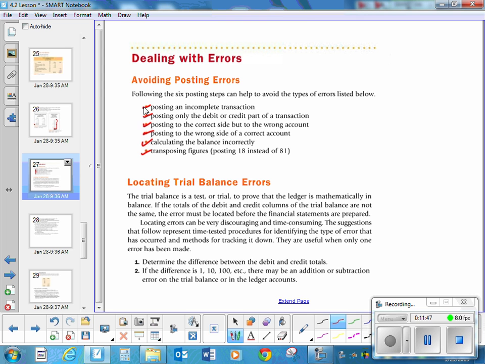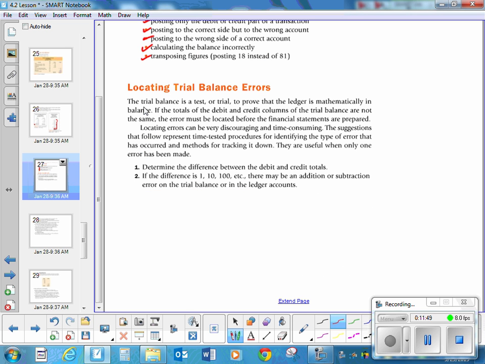Okay, 2 little tricks of the trade here. If you've made a mistake, so your debits don't equal your credits, the first thing you want to do is find the difference between the debits and credits. If the difference between them is 1, 10, or 100, there may be an adding or subtracting error on your trial balance or in the ledger account. So if that happens, if your difference between your 2 totals is 1, 10, or 100, go back and re-add and make them added properly.